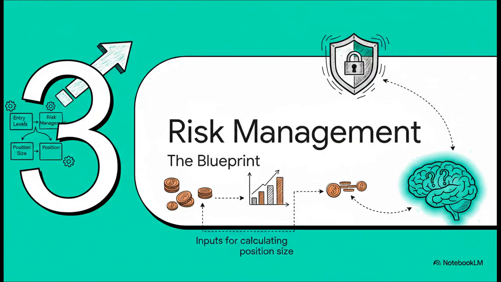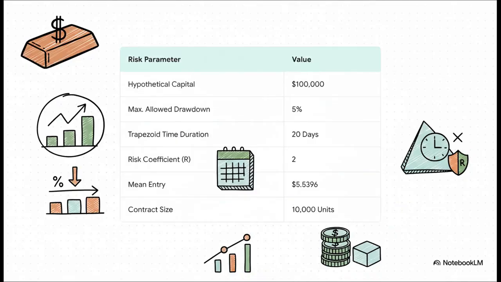Okay, so once the entry levels are defined, the very next step in the process is, of course, risk management. The system has a specific set of inputs that it uses to calculate the position size. And this is all based on a documented hypothetical scenario. This table lays out all the ingredients for that hypothetical risk calculation. It starts with a hypothetical capital of $100,000. Then it sets a maximum allowed drawdown of 5%. That's the hard risk limit.